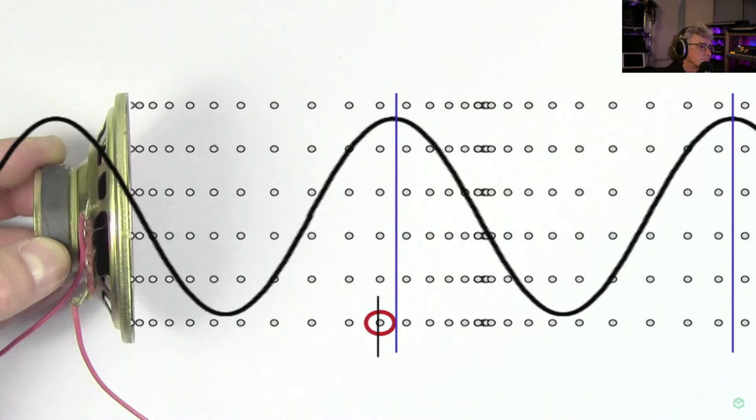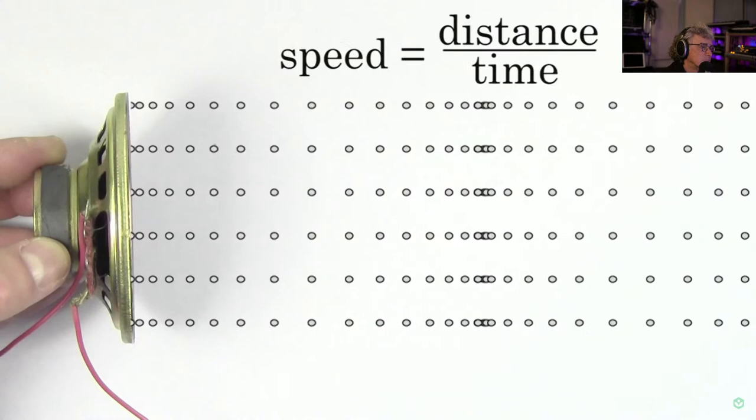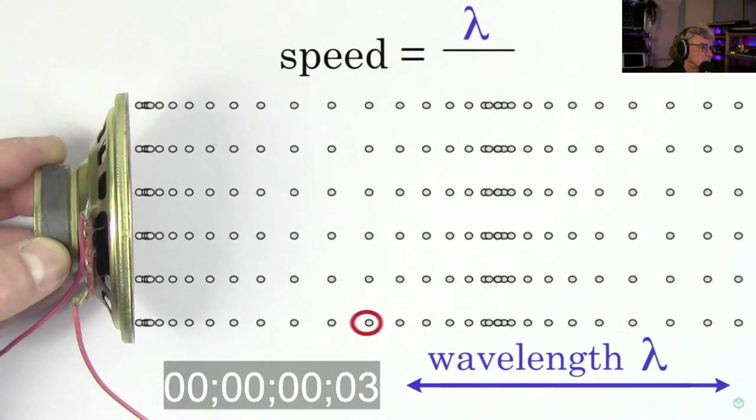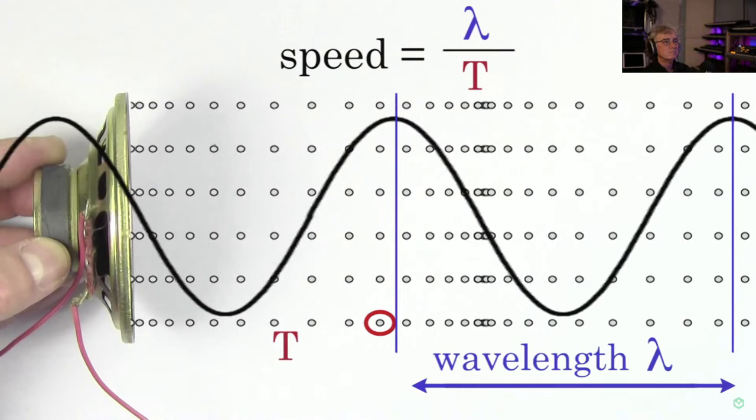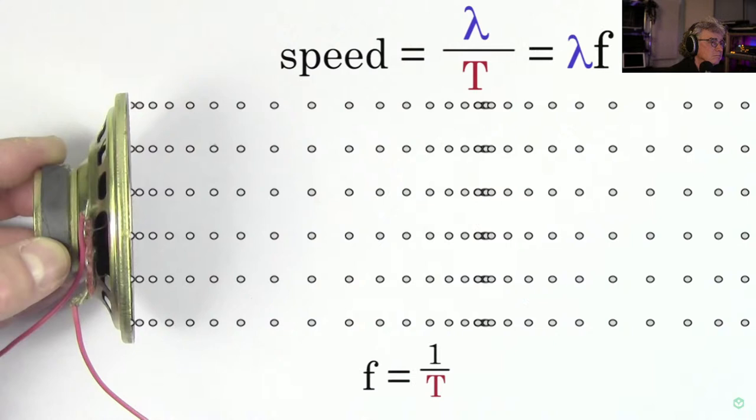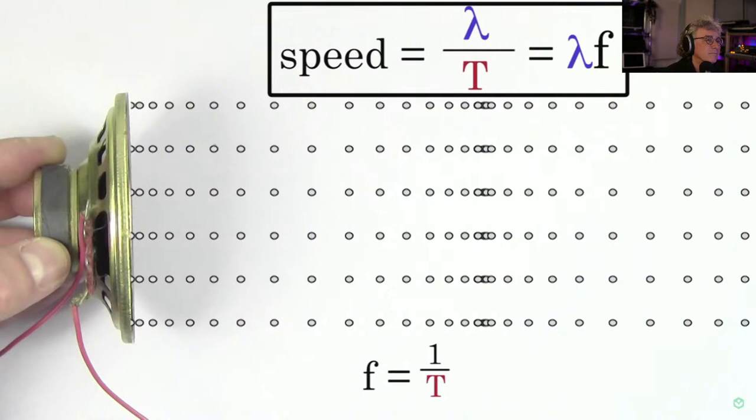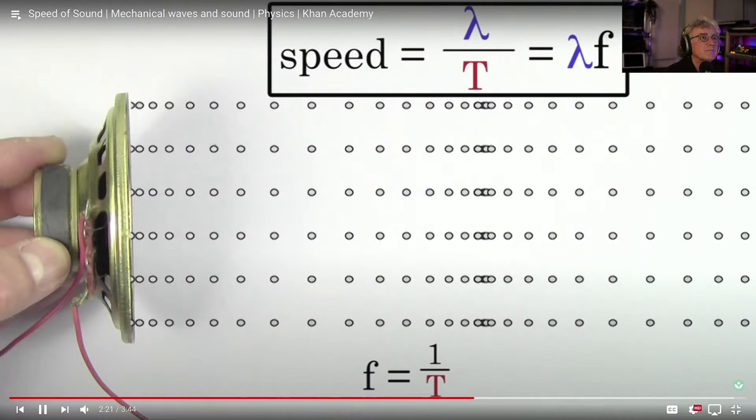Now, since speed is defined to be the distance per time, the speed of a sound wave has to be the wavelength of the wave divided by the period of the wave, since the wave is traveling forwards one wavelength per period. Or, since the frequency is defined to be 1 over the period, we can rewrite this formula as speed equals wavelength times frequency. This formula is accurate for all kinds of waves, not just sound waves, because a wave has to move one wavelength for every period.